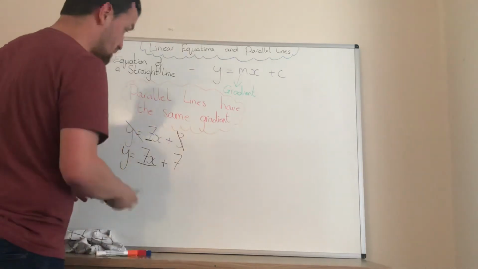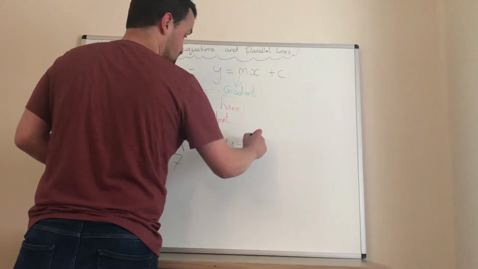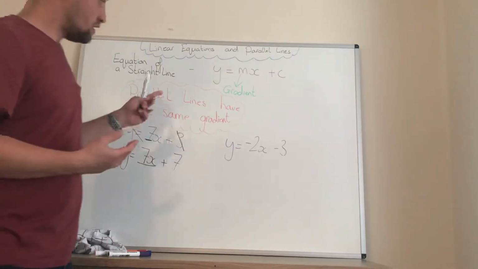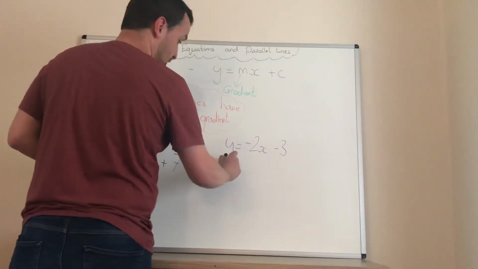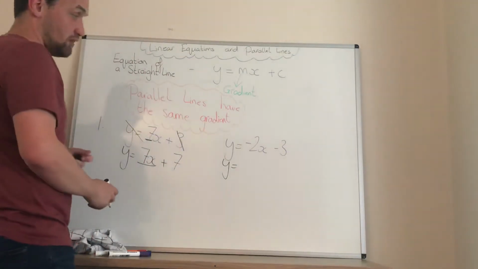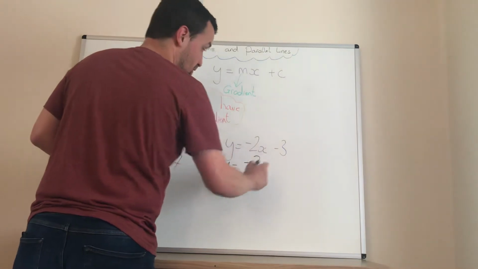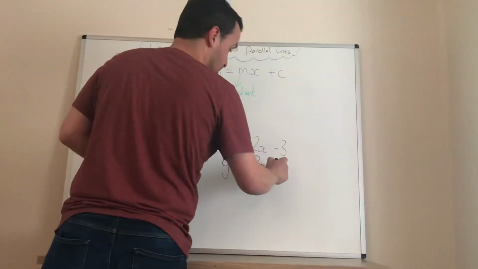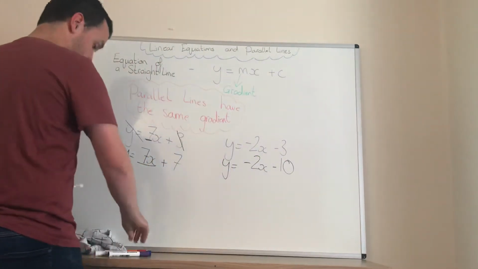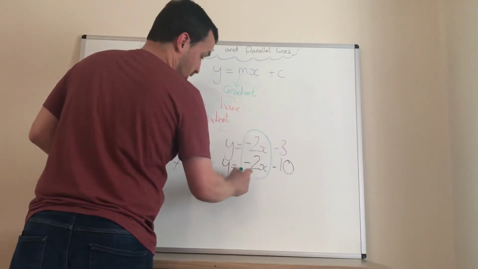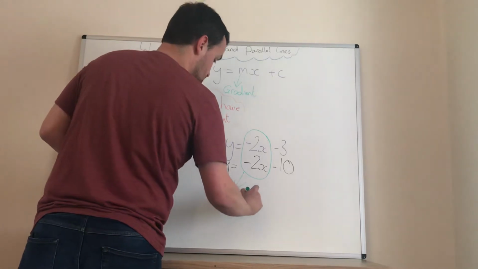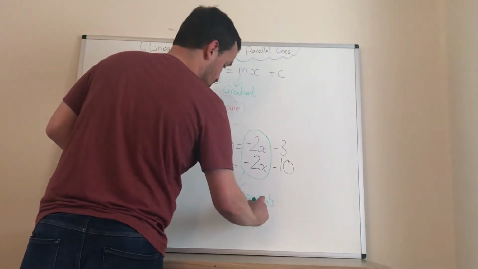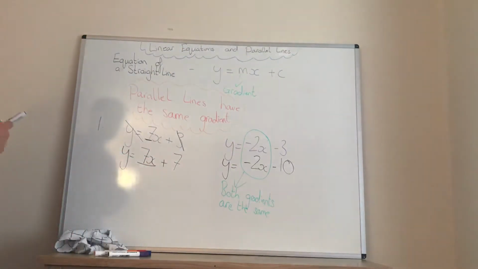So we'll do another one. If I gave you y equals minus 2x minus 3, we need to find a line that is parallel to y equals minus 2x minus 3. We know that we've got to have y in it. We know parallel lines have the same gradient, so it has to have the same gradient. As we've said before, it doesn't matter what that final number is, so long as you've got a number there. So I'm going to pick minus 10. Both gradients are the same, so both have to be parallel.